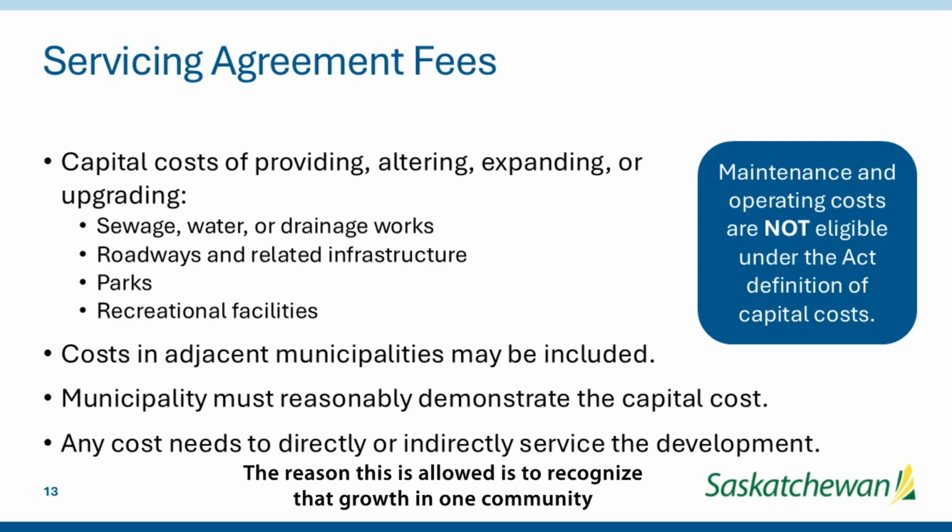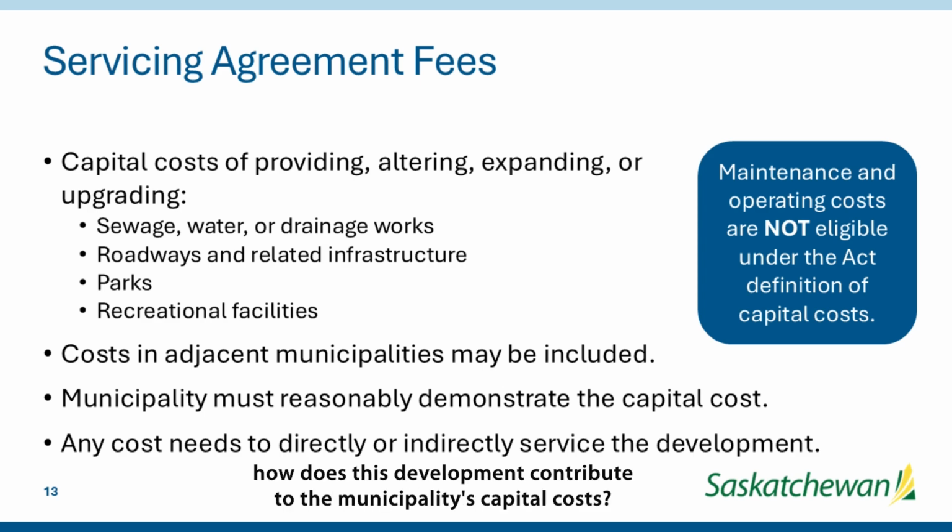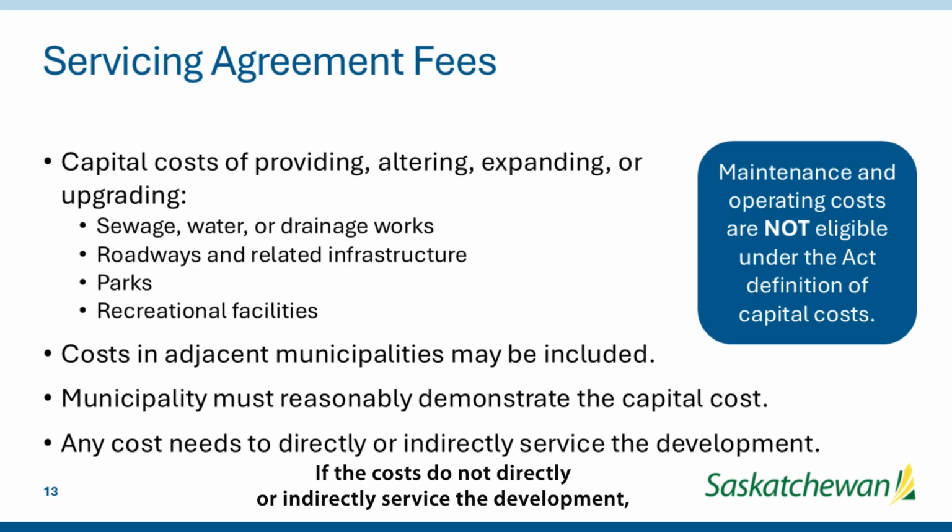The reason this is allowed is to recognize that growth in one community can affect the services of neighboring communities as well. It's important for the municipality to reasonably demonstrate the link between the development and an eligible capital cost under the Act. Any costs need to directly or indirectly service the development. Ask this question: how does this development contribute to the municipality's capital costs? If the costs do not directly or indirectly service the development, the applicant could appeal the fee to the Saskatchewan Municipal Board.